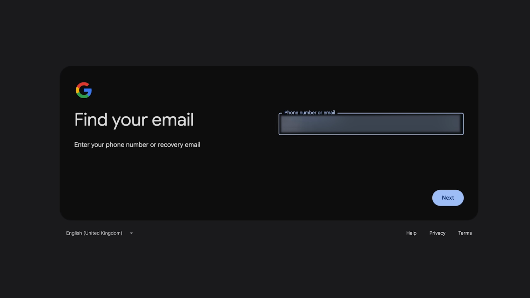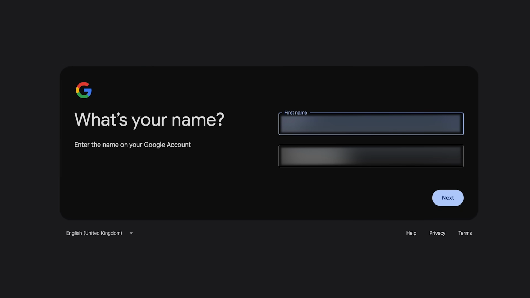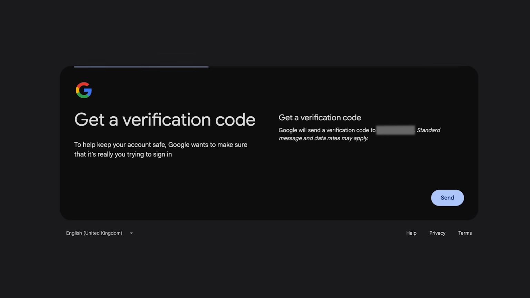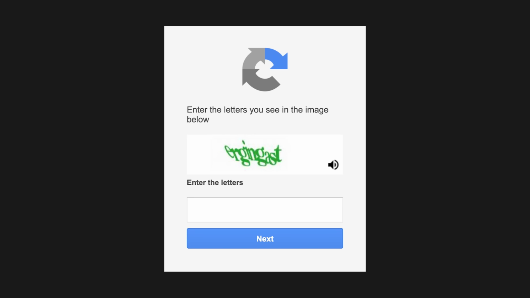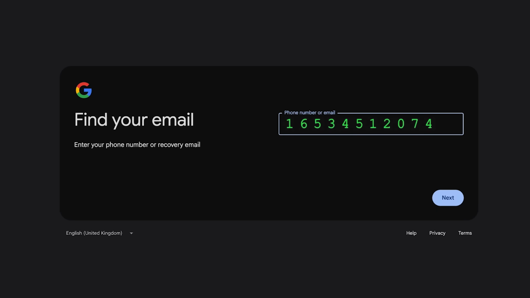But how did this work? When you use Google's account recovery form, you'll first be asked for your phone number, after which you'll need to enter your full name before you get the option of receiving an account recovery code. If the phone number and the name don't match, you'll get an account not found error. So the theory here is that if you can find a way to bypass Google's rate limiting and their annoying captchas, you could simply brute force all the millions of possible phone numbers to find the one that matches the name of the person you want to dox.